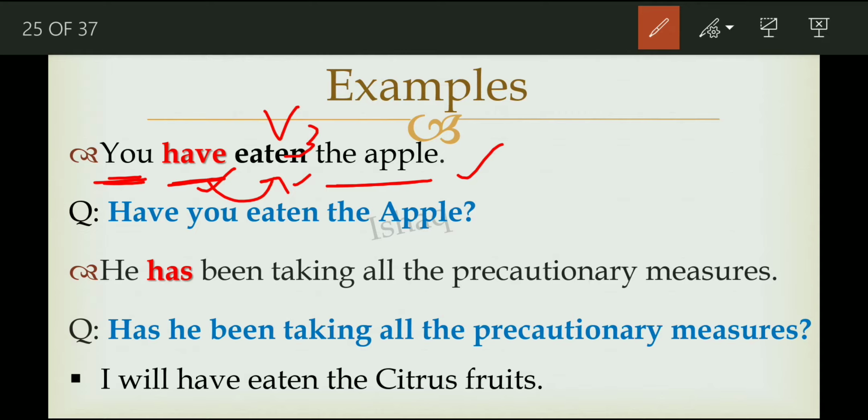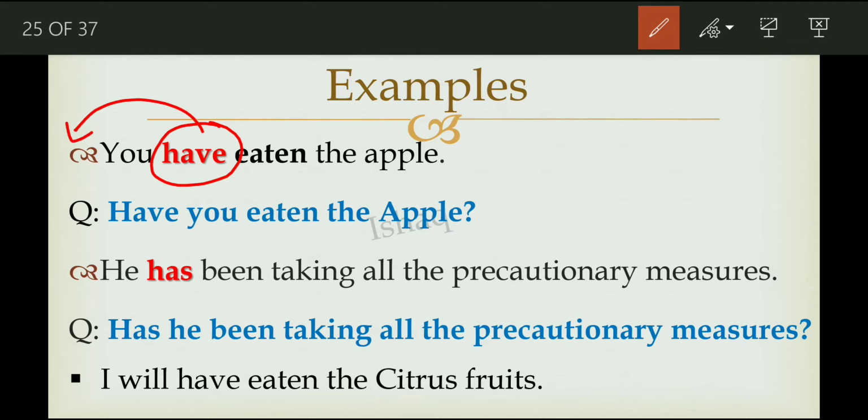So now try to write the question form of this. So what we usually do is, the have form helping verb should be coming before the subject. So have you eaten, very important, v3 form of verb. So have you eaten the apple, question mark is also important, and this is the correct one. So now the second example that we are going to see.